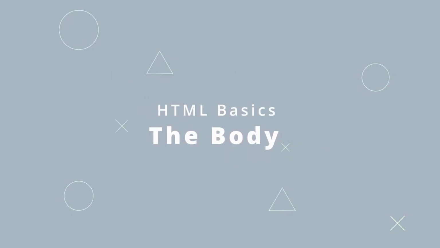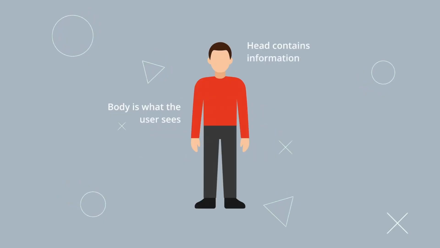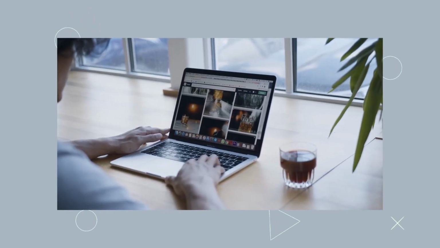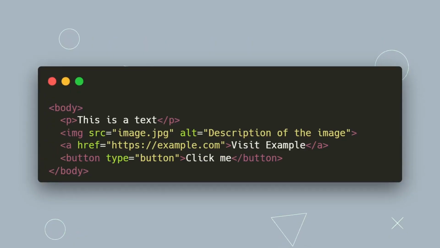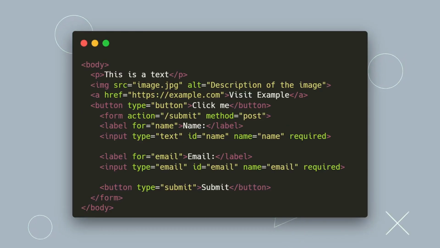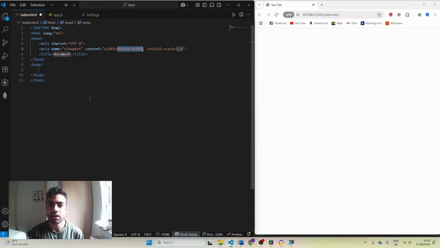What is the body in HTML? The body is the part of an HTML page that actually shows up in the browser. Every visible element, text, images, links, buttons, forms, and so on goes inside of the body. Let's take a look at the basic structure of a body inside of HTML.